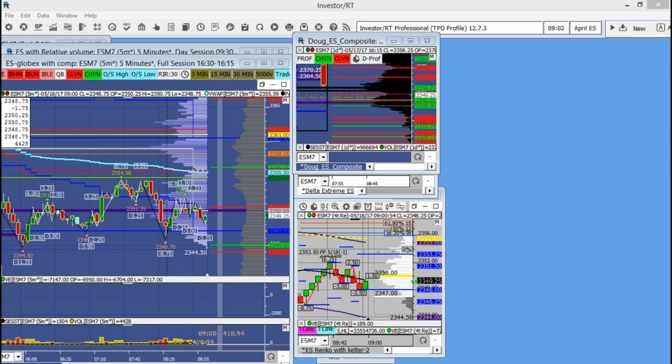So basically, on the larger time frame, trend is still up, but as we move down in time frame, most of the smaller time frames or shorter time frames are going to a negative, a downward trend.